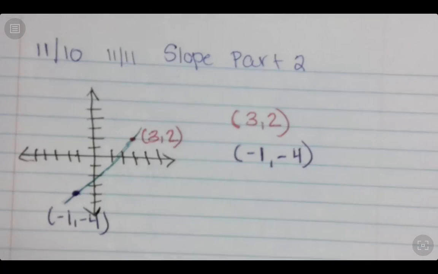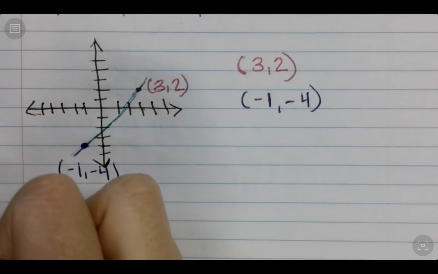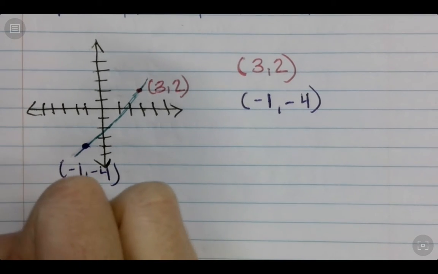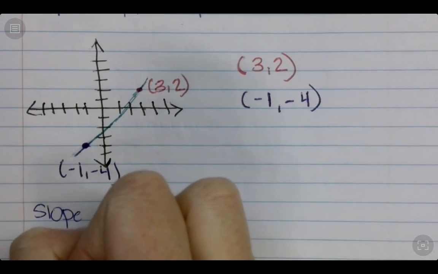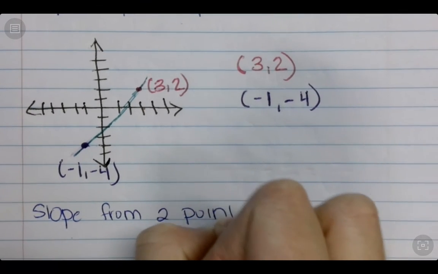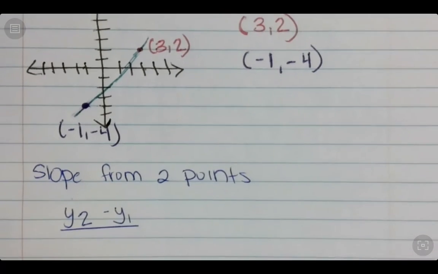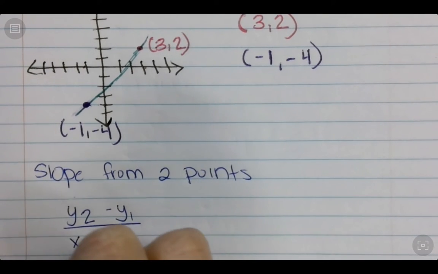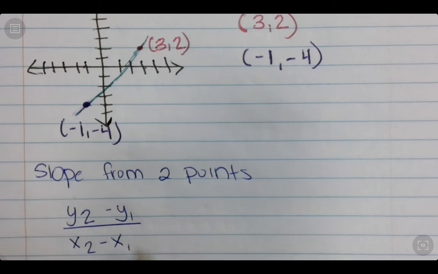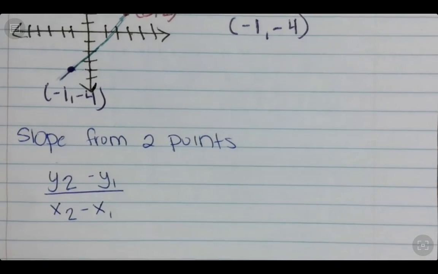Here is the new strategy, though. All right. So this is going to be slope from 2 points. And the formula is going to be y2 minus y1 over x2 minus x1.